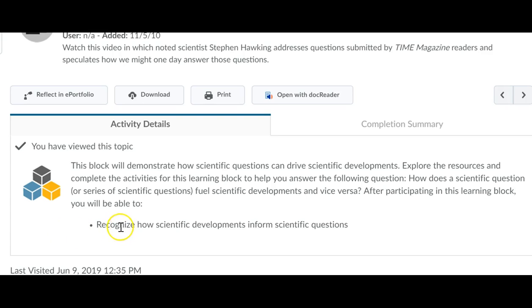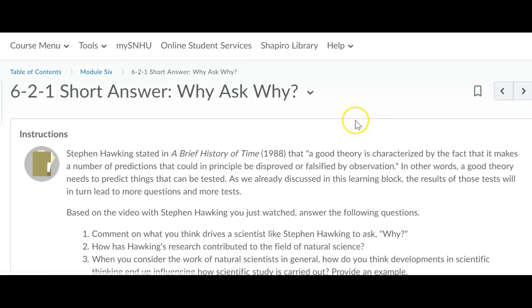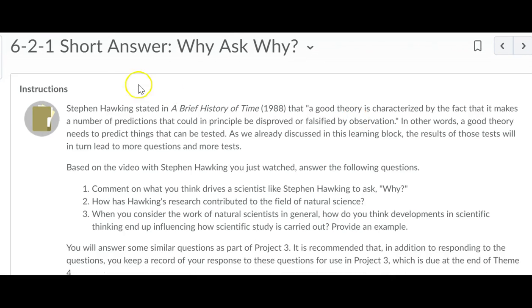So what you want to do when you're done with this is recognize how scientific developments inform scientific questions. How do we build from what we know to what we want to know, and keep going. After that, you're going to have a short answer requirement: why ask why.